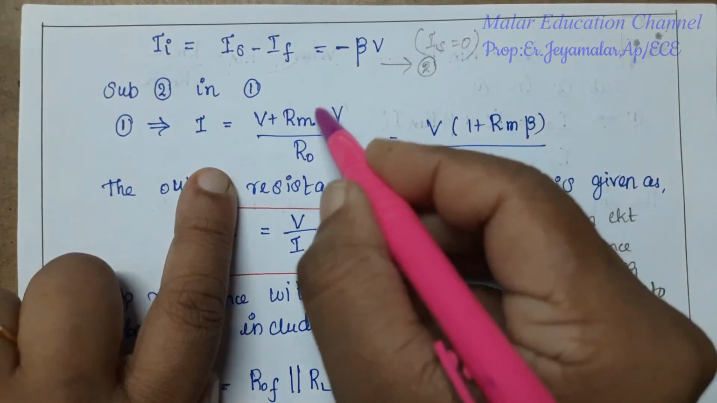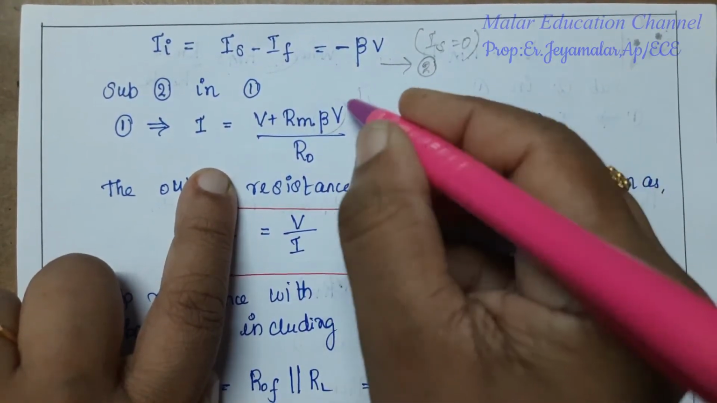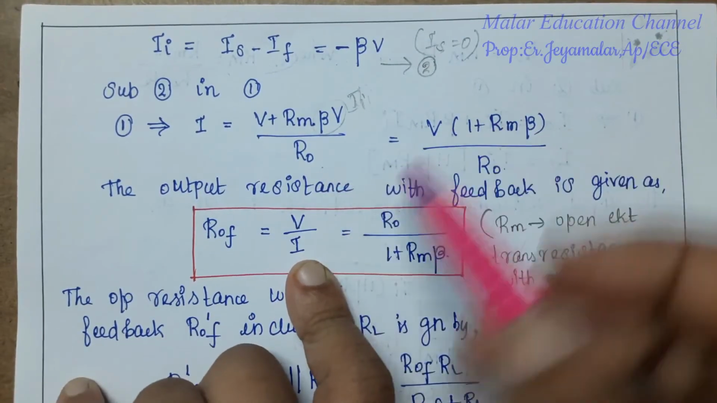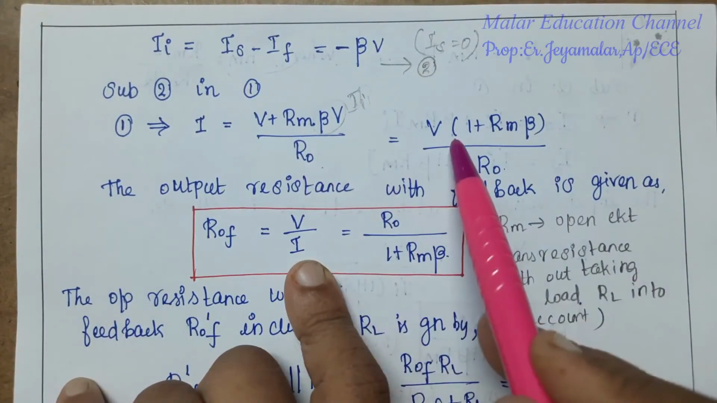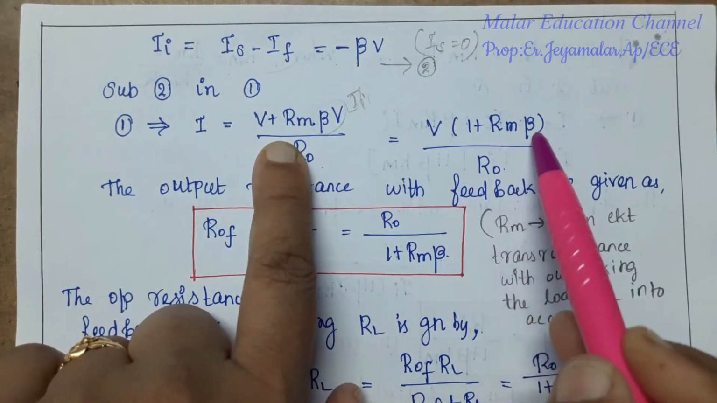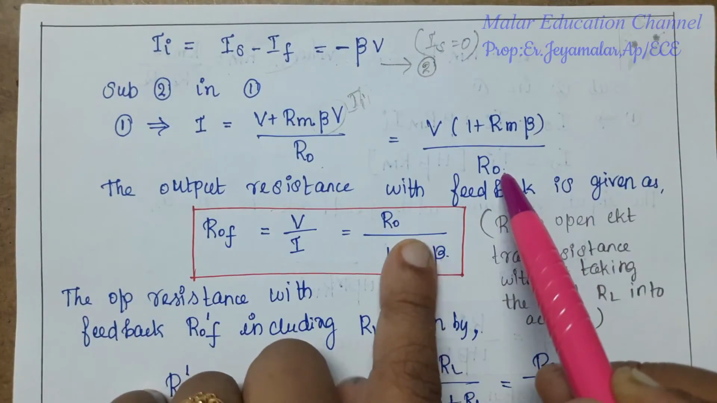That is nothing. This is for Ii, value divided by R0. Next step, for the numerator, V is a common term, so take it outside. V outside means the remaining is 1 plus Rm into beta, the whole divided by R0.